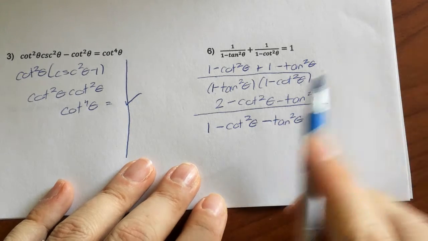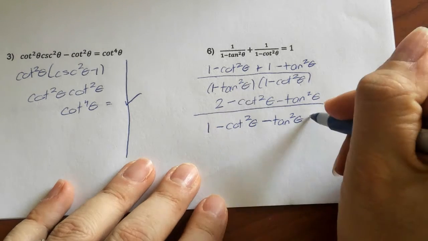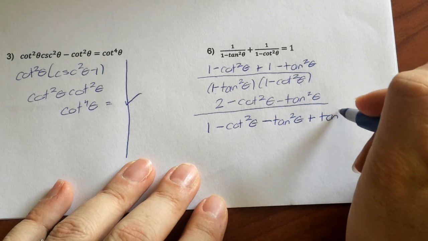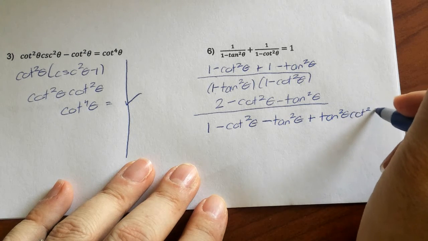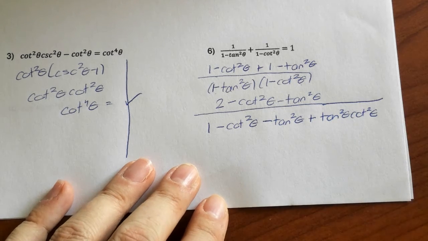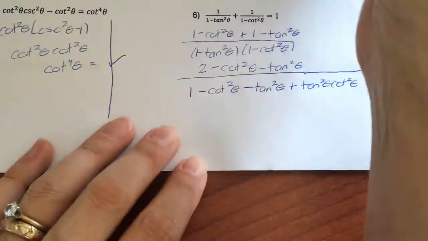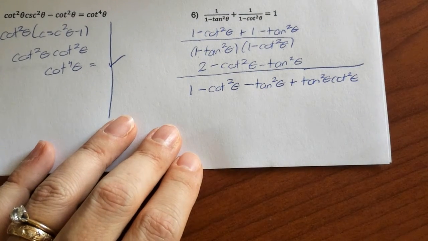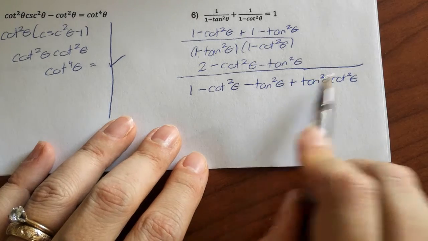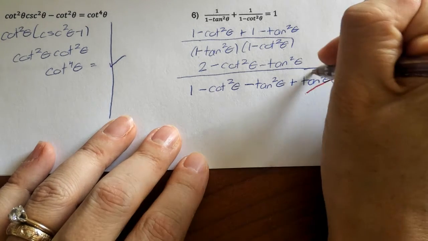And then these 2 together are going to make positive tangent squared theta cotangent squared theta. So again, that's just FOILing or boxing, however you're going to multiply it out. So right away down here, I see I have a function and its reciprocal. That's 1. So I can replace that with a 1.